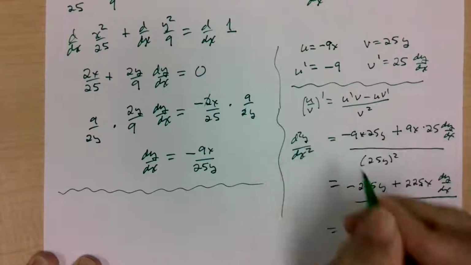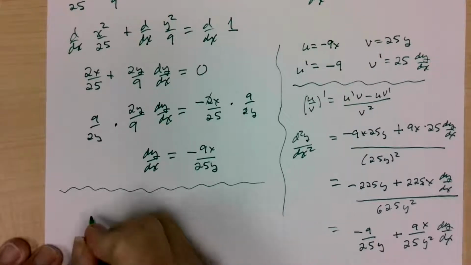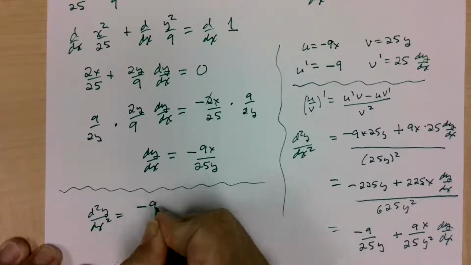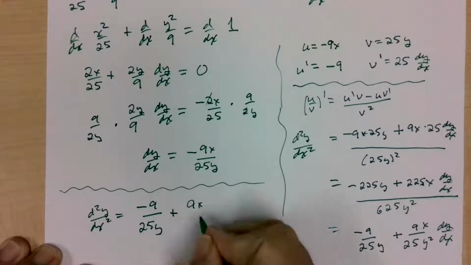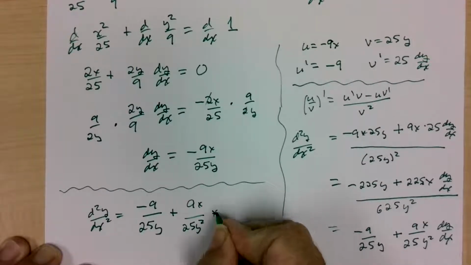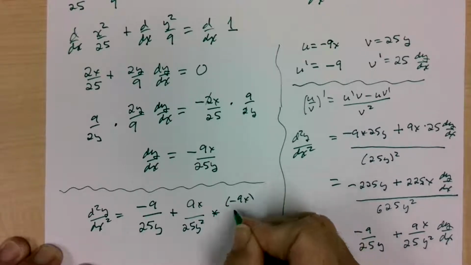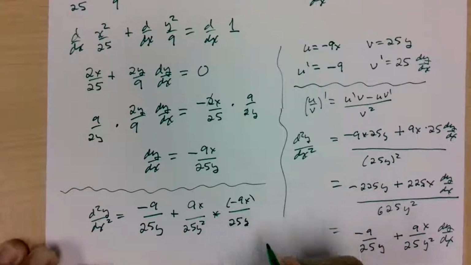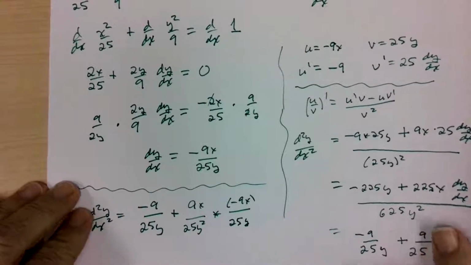d2y/dx2 equals all of this. So that my second derivative will become negative 9 over 25y plus 9x over 25y squared times dy/dx, which is negative 9x over 25y. Let's try to simplify that if we can.